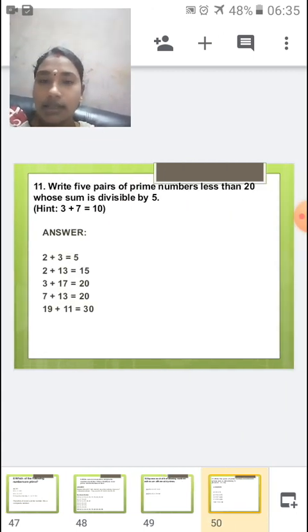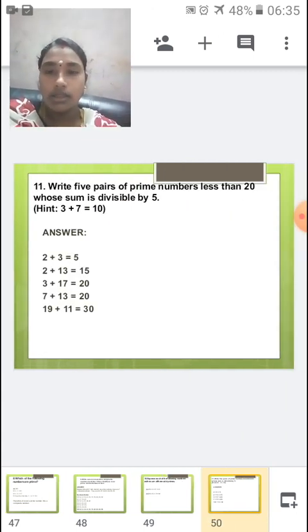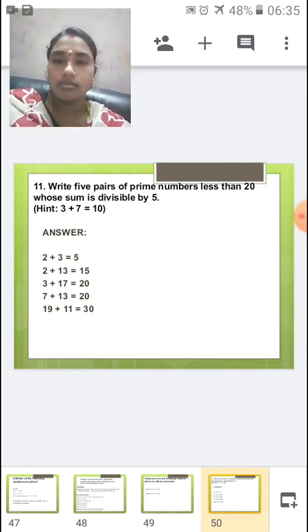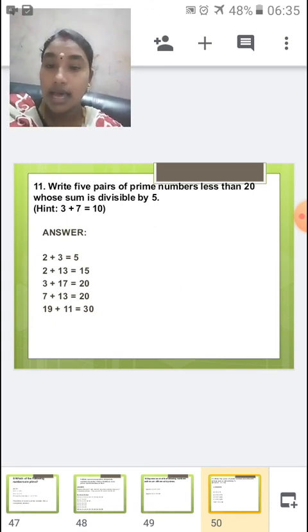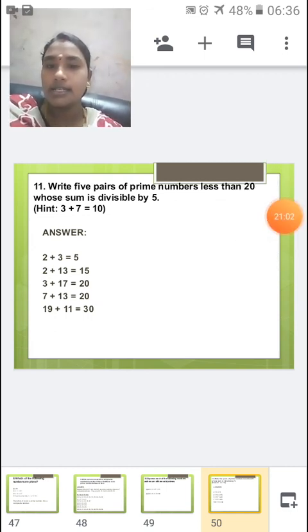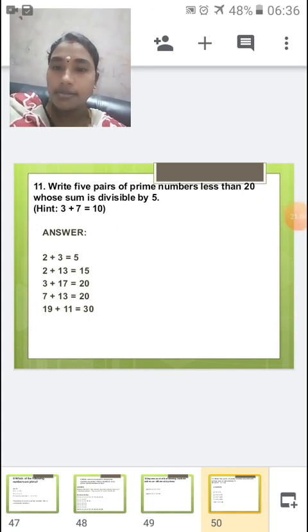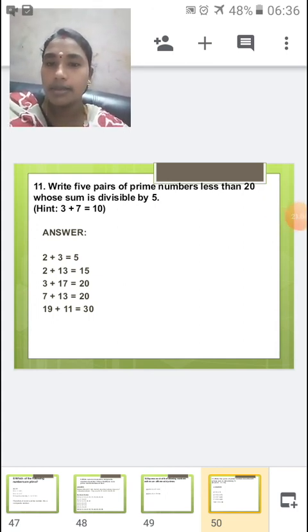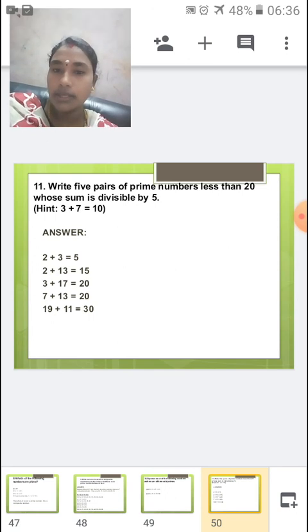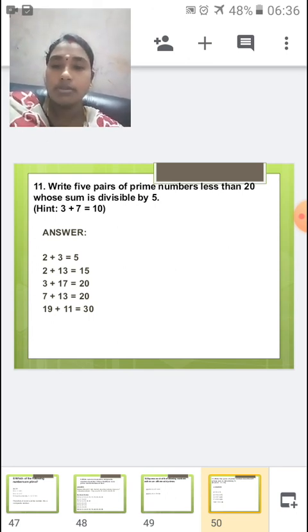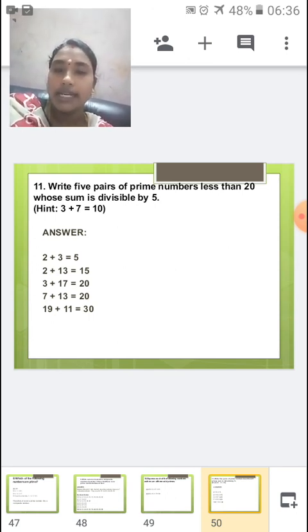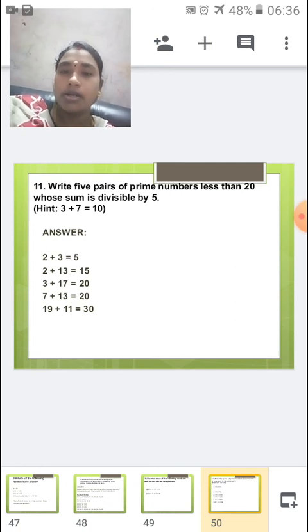So this is the last sum we are going to see in this session, and this is the last sum of the exercise also. Write 5 pairs of prime numbers less than 20 whose sum is divisible by 5.